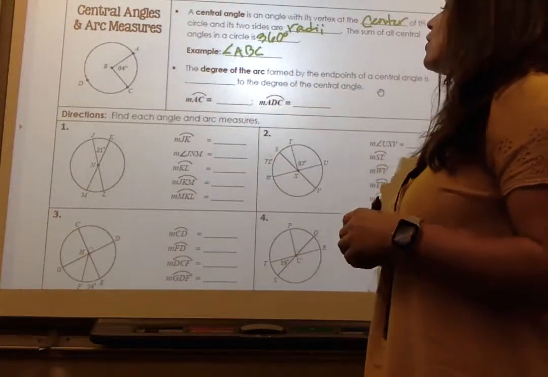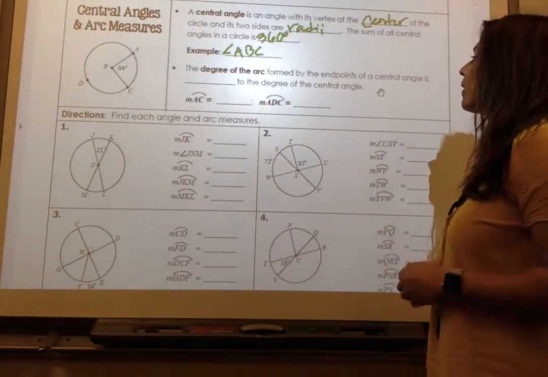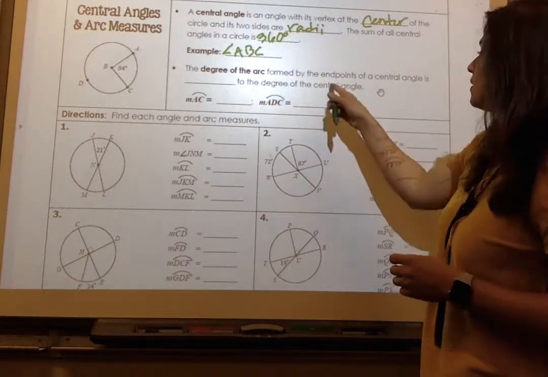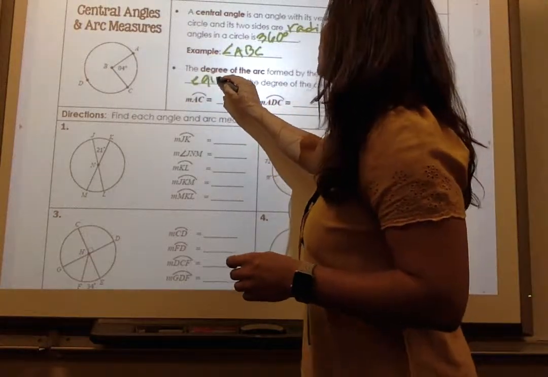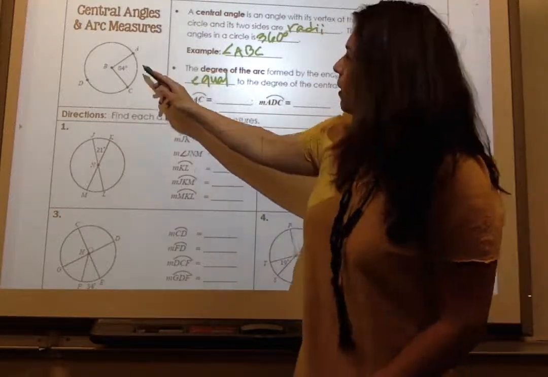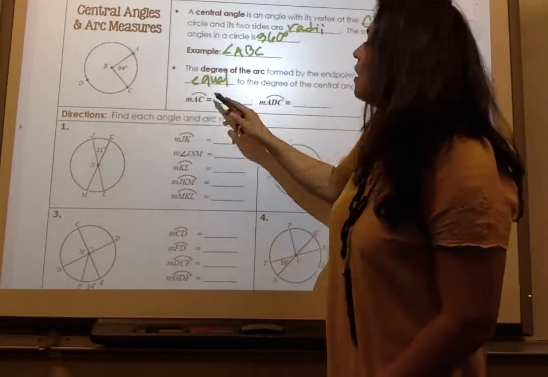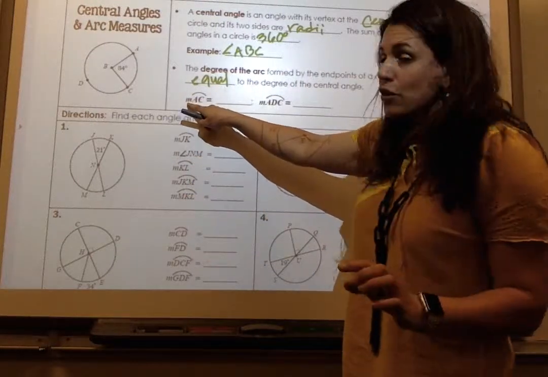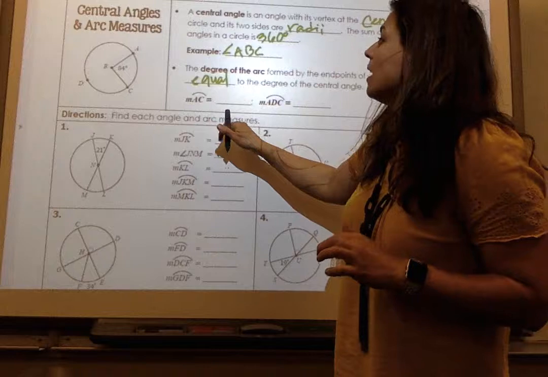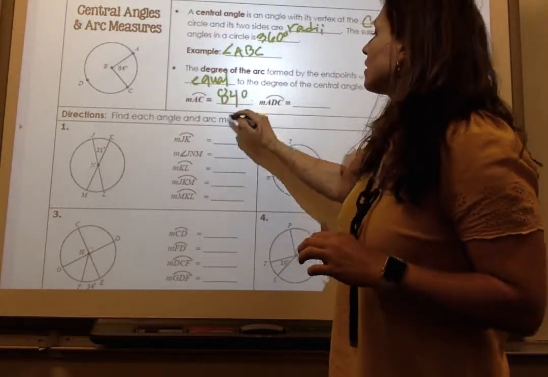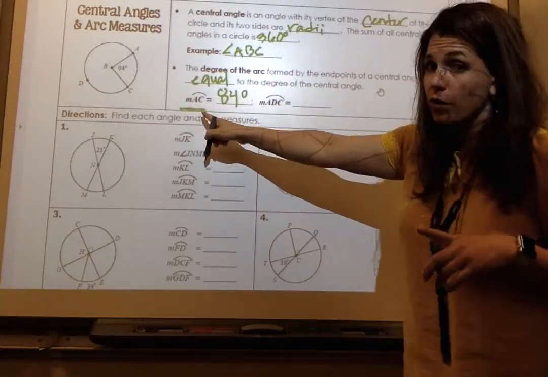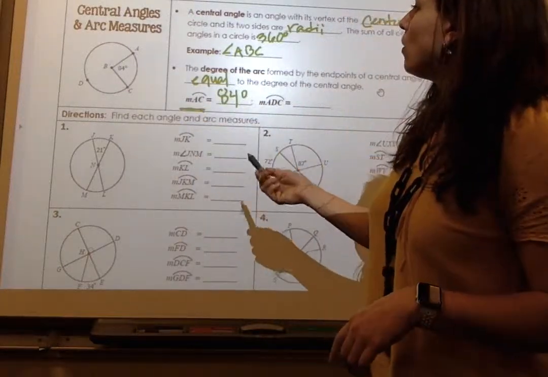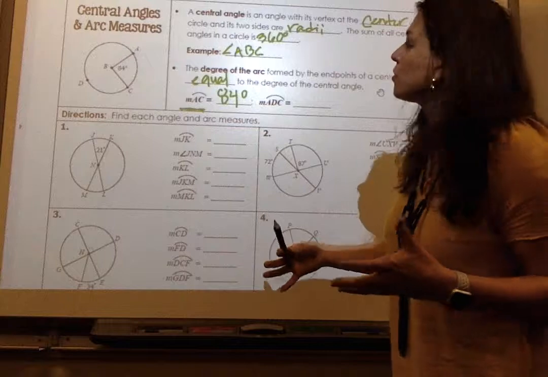We still write that angle with the angle symbol outside. The degree of the arc formed by the endpoints of the central angle is equal to the degree of the central angle. So if the angle ABC is 84 degrees, notice this is how we label it: the measure of arc AC is going to be 84 degrees. So pay attention to how to write the measure of an arc, and then it's equal to that central angle.